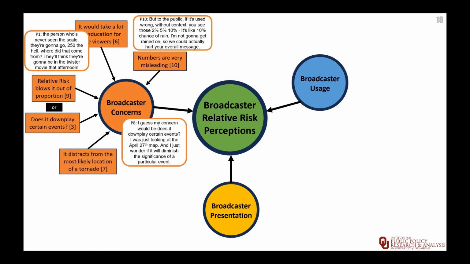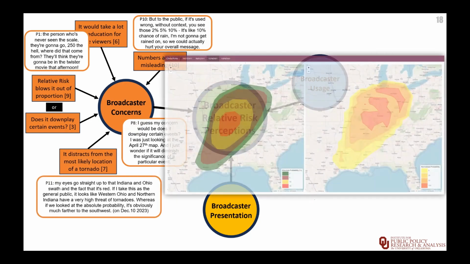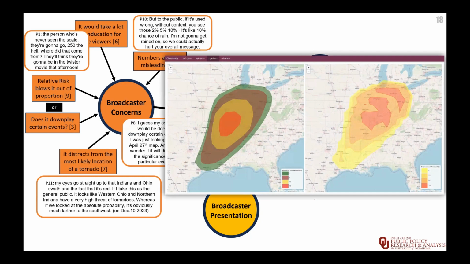Finally, for the concerns, 7 broadcasters mentioned that it distracts from the most likely location of a tornado. They highlighted in particular this day, which is the December 10th, 2021 event, and noted that, again, similar to that April 27th event, the highest relative risks are offset from the highest absolute risks. And so they worry that showing their viewers this map might lead them to think that the highest threat is going to be in a different location than the absolute risks, which are showing where the absolute highest risk is.